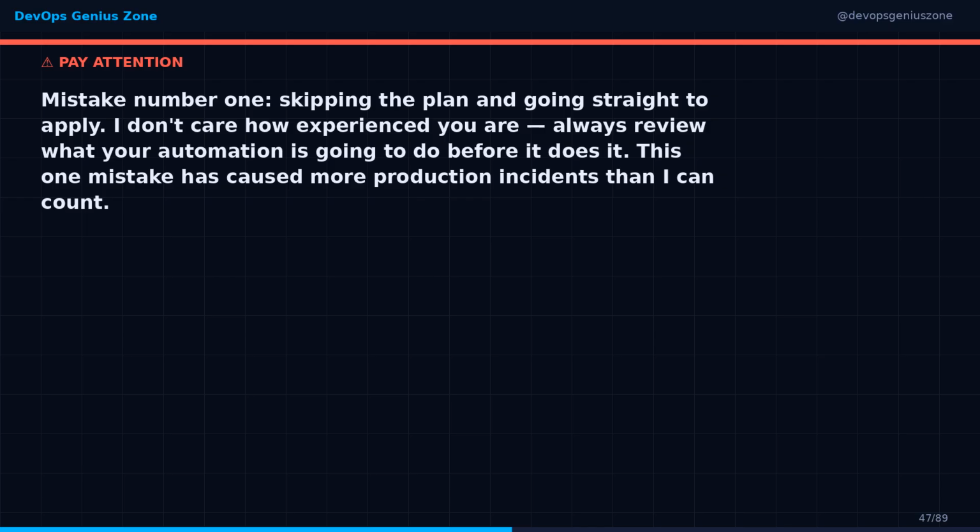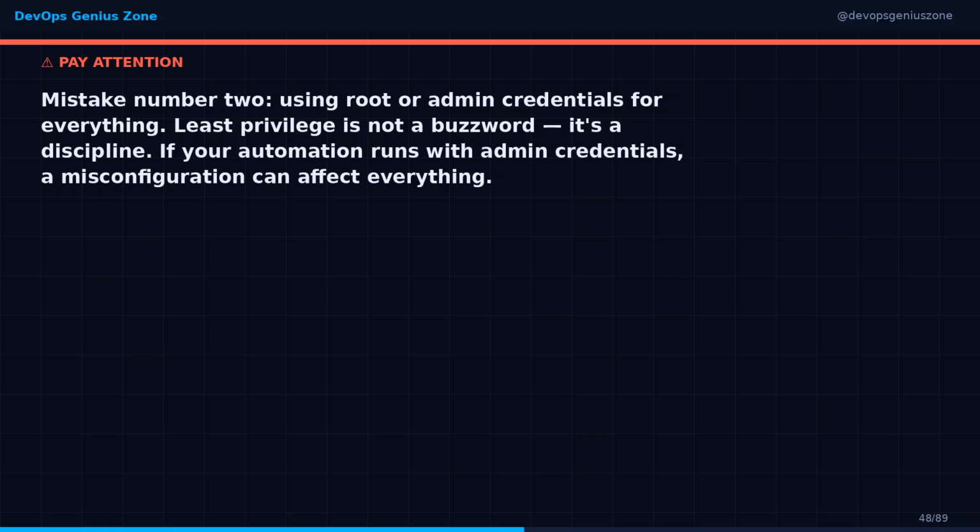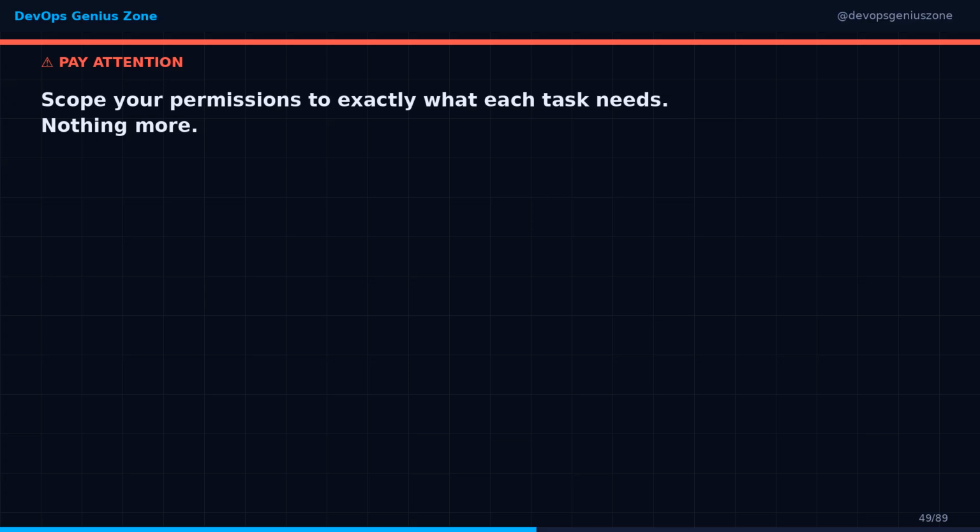I don't care how experienced you are, always review what your automation is going to do before it does it. This one mistake has caused more production incidents than I can count. Mistake number 2, using root or admin credentials for everything. Least privilege is not a buzzword, it's a discipline. If your automation runs with admin credentials, a misconfiguration can affect everything. Scope your permissions to exactly what each task needs.